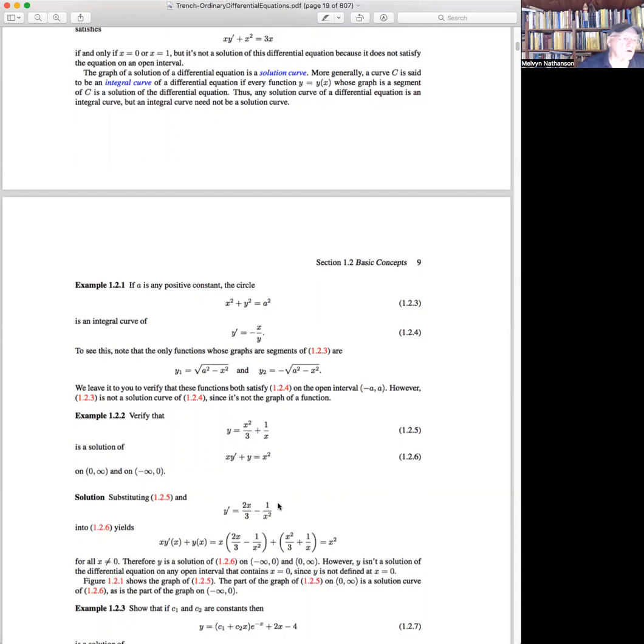It's a solution wherever this is defined, of course. It's not defined when x is 0. So you can take any interval which is on the positive axis or any interval on the negative axis, and this will be a solution on that open interval. It's not a solution on any interval that contains 0 because this is not defined at x equals 0.